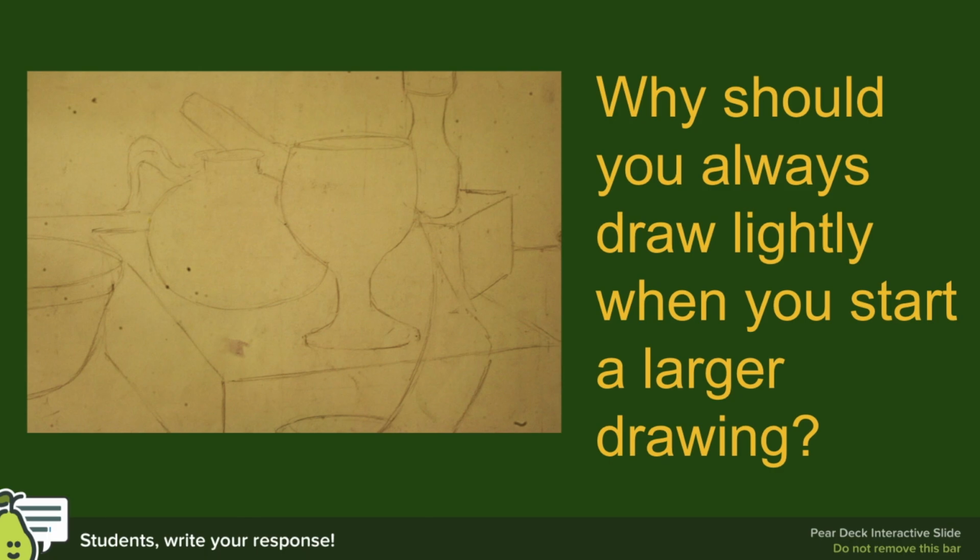When we had talked about blocking in, there's a question here on the right of why would you always draw lightly? Really, the answer to that is that you want to be able to erase anything that you make mistakes on without creating a problem when you're creating the value or details later. That's why we draw so lightly when we start.